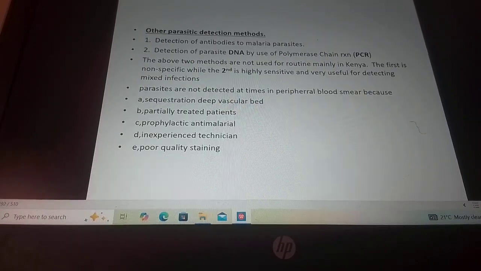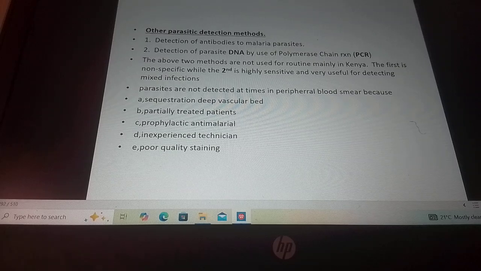So other parasitic detection methods, we have the detection of the antibodies to malaria parasite. We have the detection of the parasite DNA by the use of the polymerase chain reaction, that is the PCR. And remember, these two methods are not used for routine, mainly in Kenya. The first is non-specific, while the second is highly sensitive and very useful for detecting mixed infection. So when you are using the PCR, you will be able to detect mixed infections.